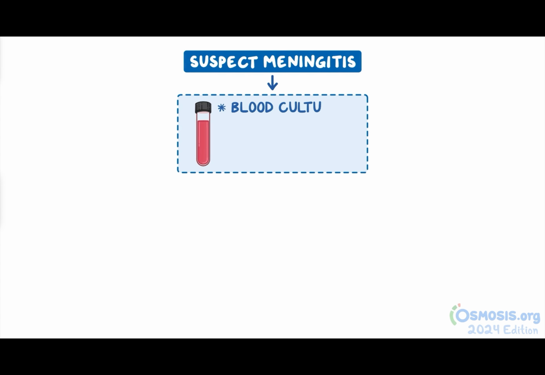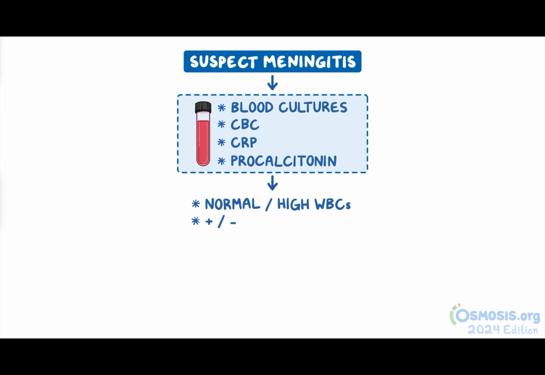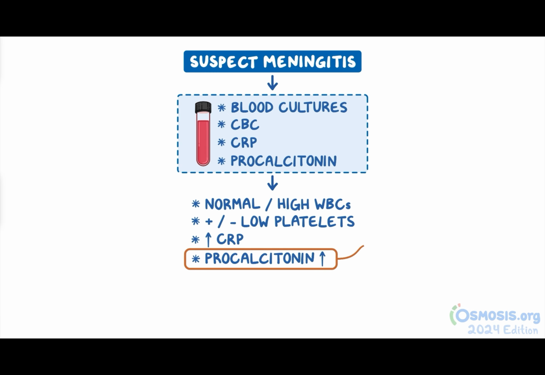So again, proceed with labs, including blood cultures, a CBC, CRP, and procalcitonin. Lab findings will likely include normal or high WBCs, with or without low platelets, and elevated CRP. Finally, in some cases, procalcitonin could be elevated, which is highly suggestive of bacterial meningitis.